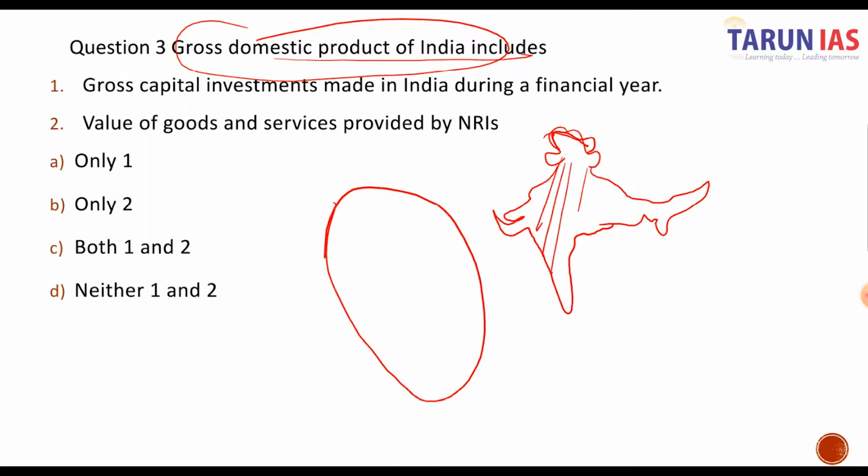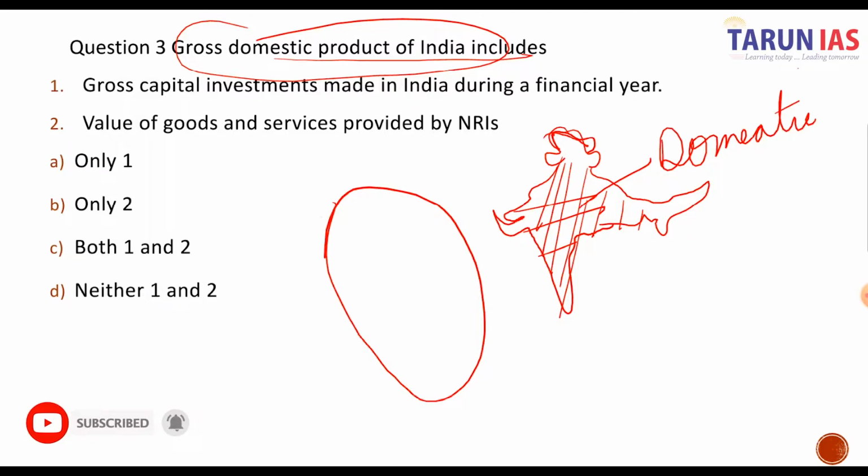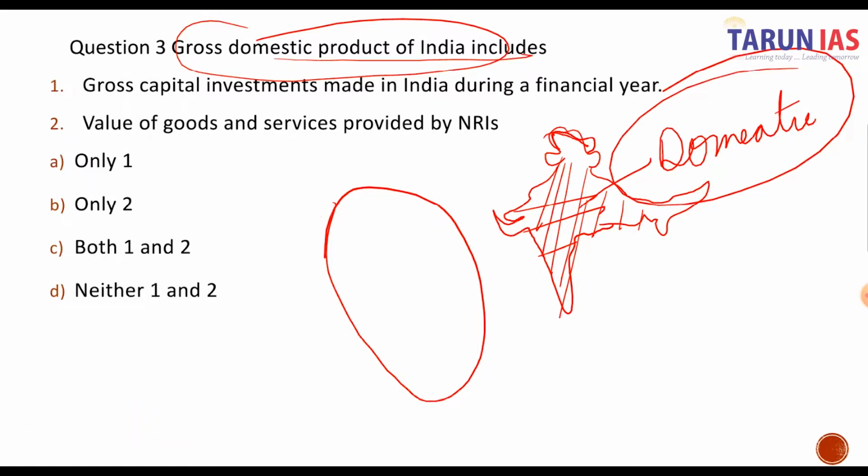Now, anything that happens within this political boundary is domestic, right? So, there is no concept of citizenship or nationality here. The concept is of domesticity, within the national boundary, within the political boundary of the country. So, all the goods and services, because GDP does not include the intermediary goods, all the final goods and services which are produced within the political boundary of the country are counted as the gross domestic product. Anything which is being imported is not counted here, right?